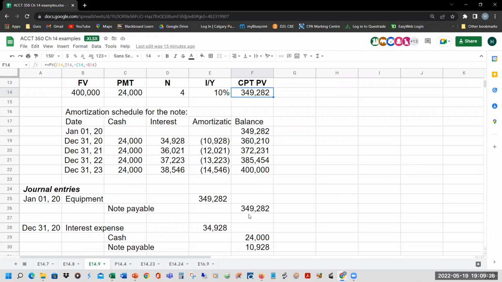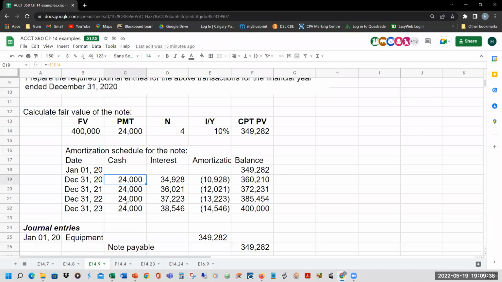Now, there's two things that are going to happen for Bon Appetito. Every year, the company will have to pay $24,000 in cash, right? The company will have to pay $24,000 each year because that's what they've committed to. Now, if you consider the first year, December 31st, 2020, the company will be making a cash payment of $24,000. Towards what? Towards interest. Okay, now how much should interest have been?